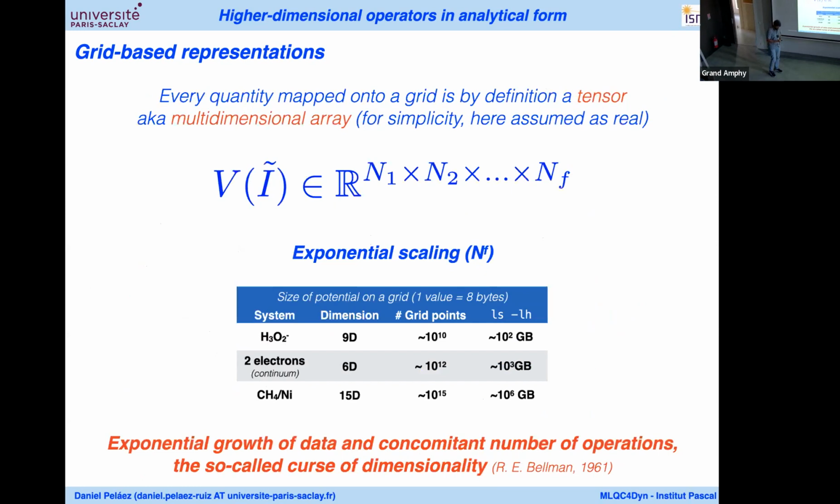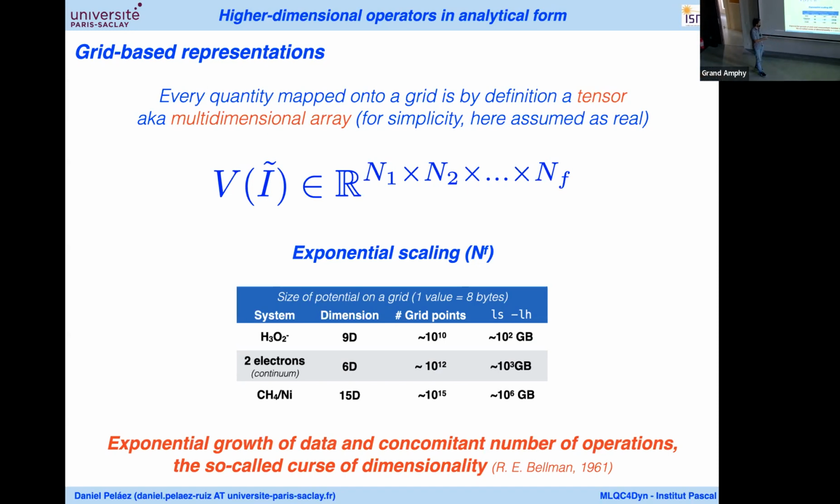Okay. So now in this representation, you've got a tensor, which in the computer science community is called a multidimensional array, a bunch of real numbers, and these big N1, big N2, and so on are just the number of points you decided to discretize your specific degree of freedom 1, 2, or n. And of course, this leads to exponential scaling and the well-known curse of dimensionality.